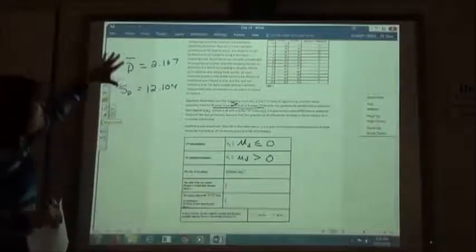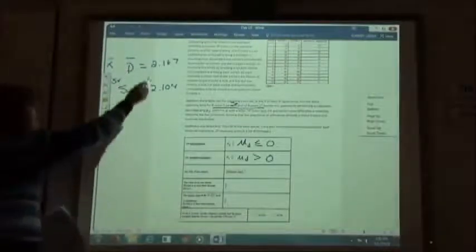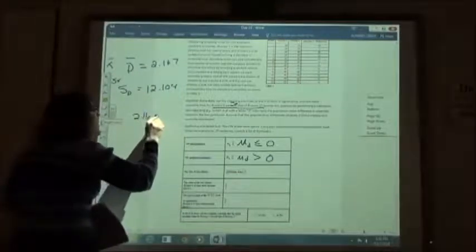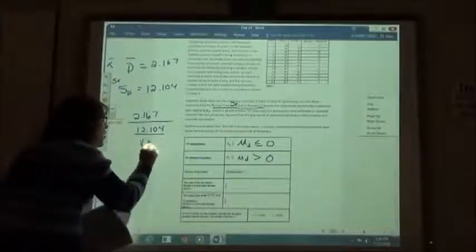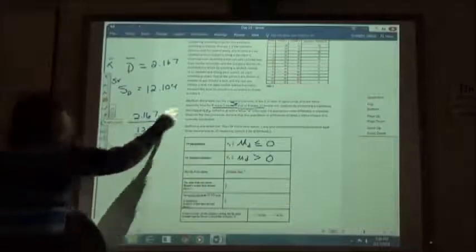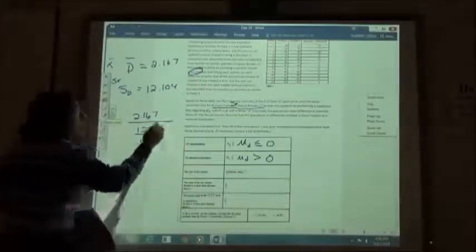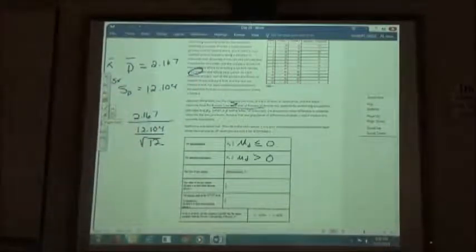All right. So our formula then, we did the 2.167, which is the mean of our differences, over the 12.104, which is the standard deviation of our differences, divided by the square root of n. In this case, n is 12. We had 12 workers or 12 people in our table, right?